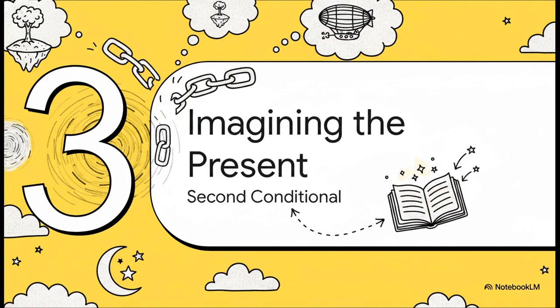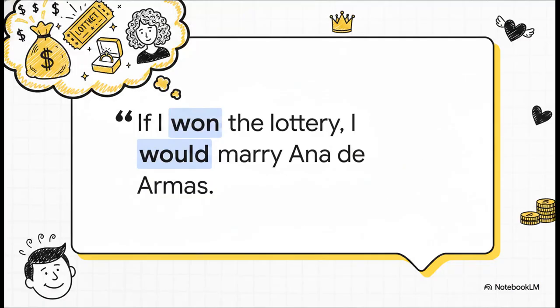All right, Section 3, Imagining the present with the second conditional. I absolutely love this example because it perfectly captures a totally unreal, highly unlikely present scenario. If I won the lottery, I would marry Ana de Armas. I mean, is the speaker currently winning the lottery? No. Are they marrying a famous actress? Sadly, no. They're just daydreaming. They're using the second conditional to completely rewrite their current everyday reality.